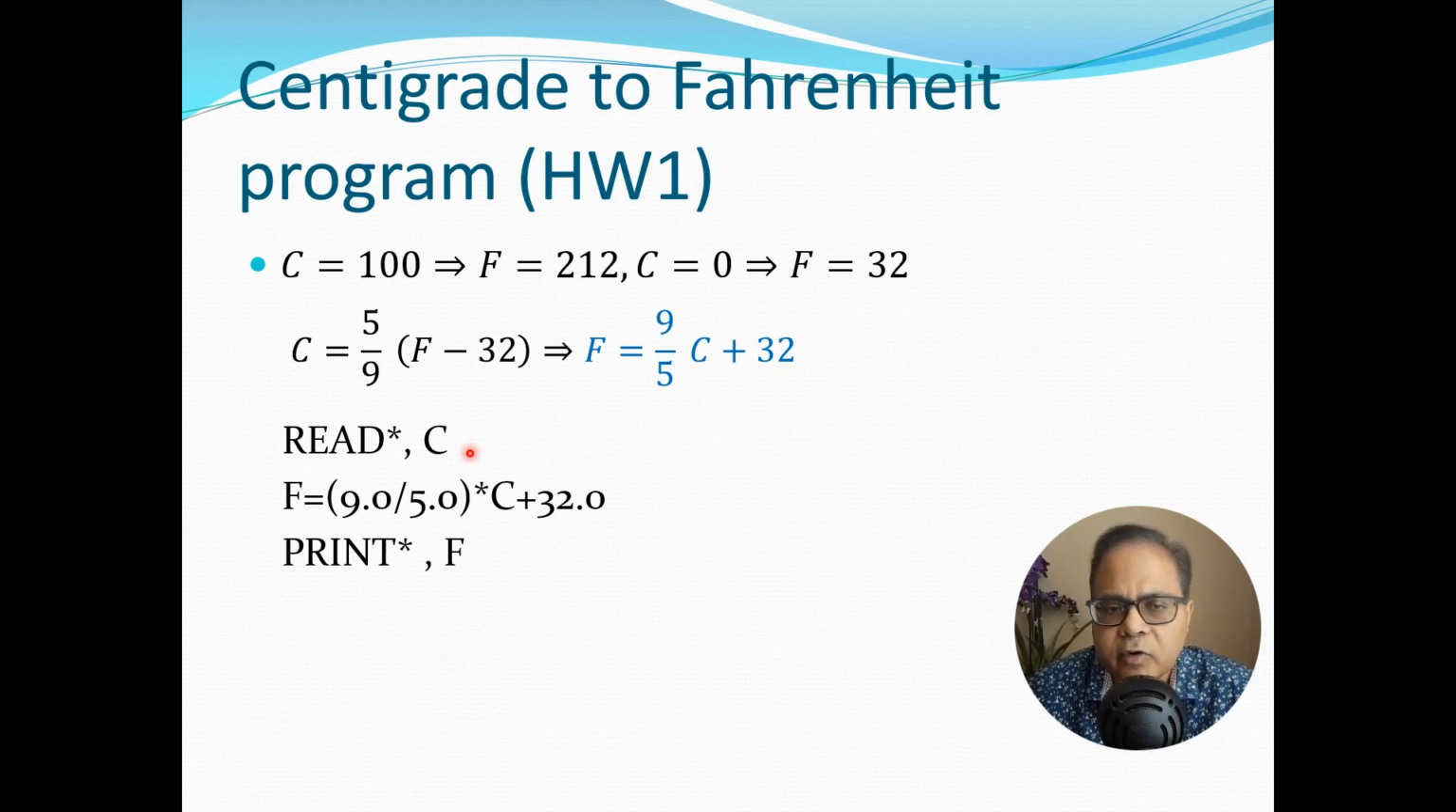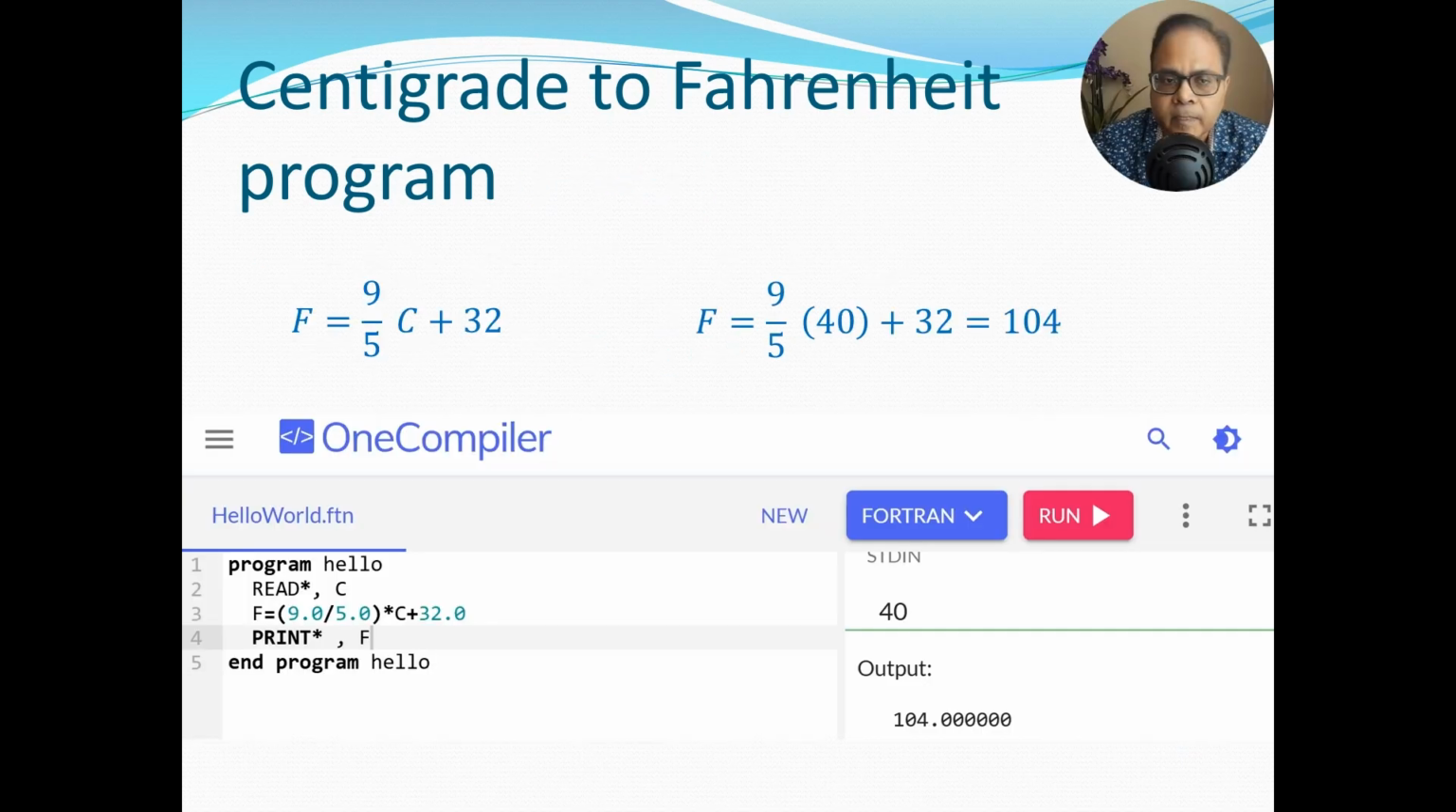So the program is very simple: simply read the value in centigrade, calculate the value in Fahrenheit and print it. I don't have to worry about declaring F and C because I know that these are both real numbers. They are not I, J, K, L, M, N. So I just copied the code here and ran it with 40 degrees centigrade as the input, and I get the output to be 104 Fahrenheit, which is the output here. This is generally a temperature which is considered hot by most people.